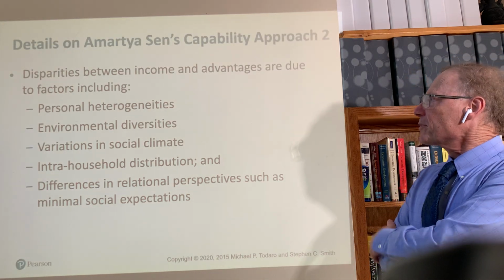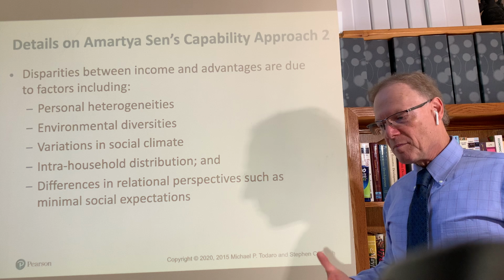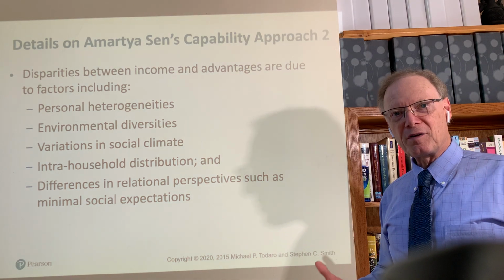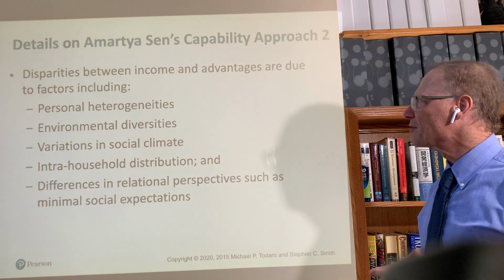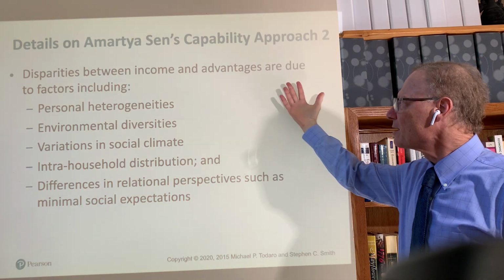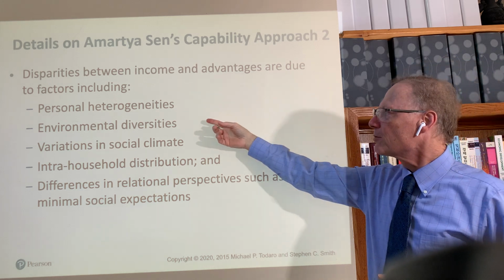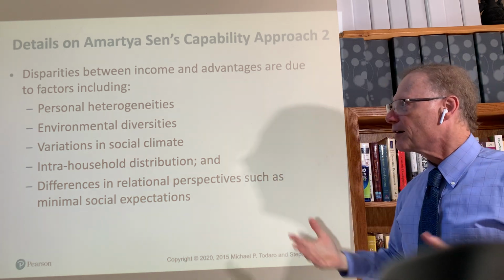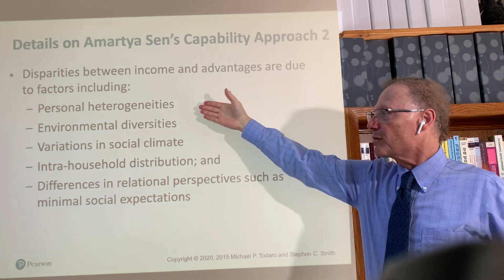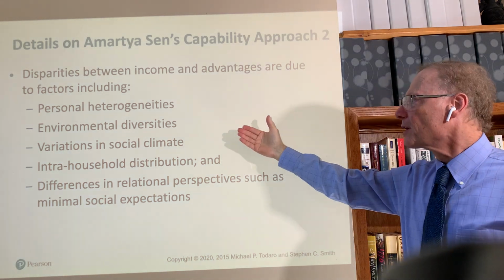So you can have income, but that doesn't mean that you can explain or adequately predict how well off people are based upon that, because there are disparities, differences between what income is and what advantage is. So, personal heterogeneities: is this a pregnant woman, for example?